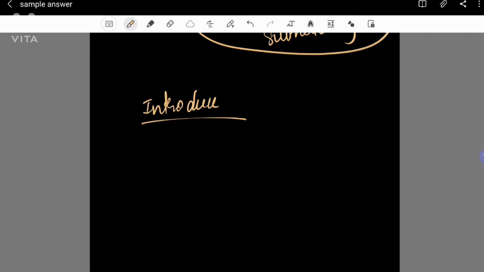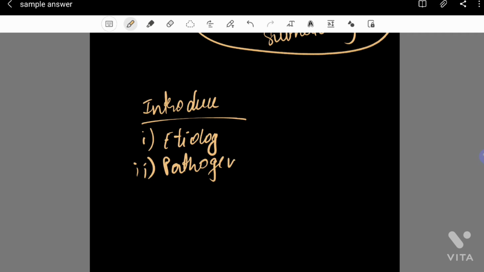So what are the subheadings that you would give? You would give the etiology. You would give the pathogenesis. Then what are the clinical features and what is the treatment?